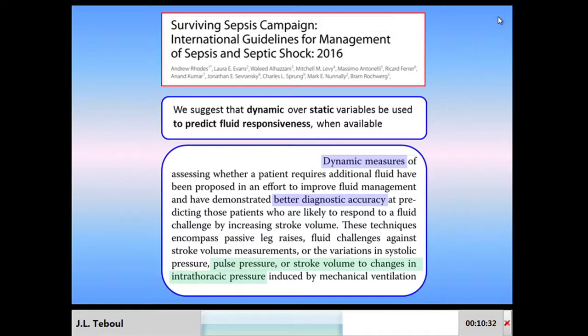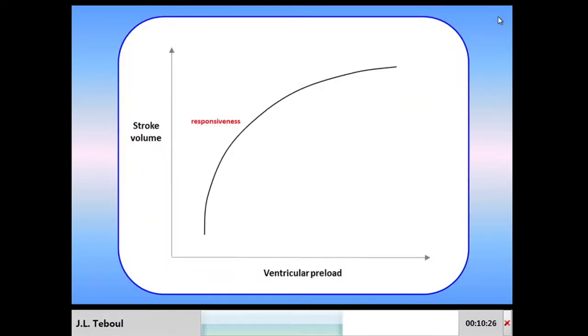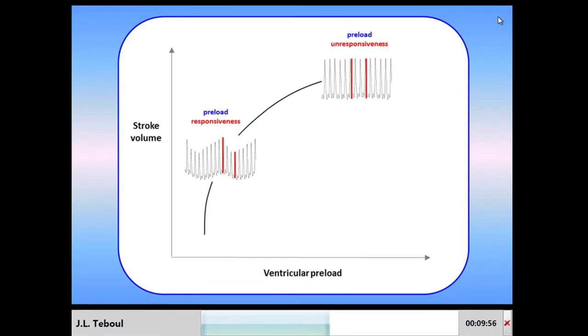And now it is proposed by the Surviving Sepsis Campaign, and I am also very happy with this. So if we have a marked pulse pressure variation, we can hypothesize that the patient is responsive and that the heart of the patient is working on the ascending part of the Frank-Starling curve, and in this condition, the patient can respond to fluid administration. If you have a low PPV, pulse pressure variation, you can hypothesize that the patient will not respond to fluid administration because of the absence of preload responsiveness.